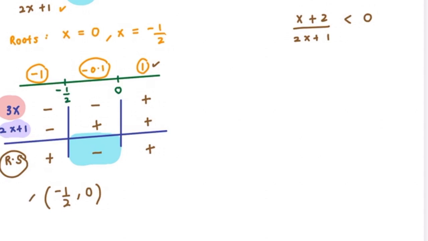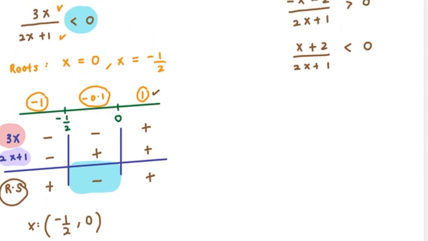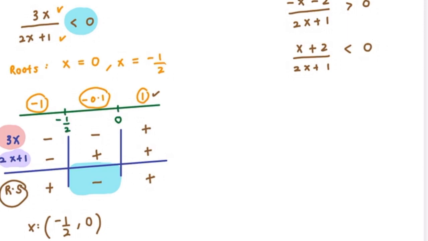This is your answer for x from the first part. For the second part, you are doing the same method, which is to write the roots first. So what are the roots? For the numerator, x is -2, and for the denominator, x is -1/2. Roots are when you substitute this value into the function and it becomes 0.